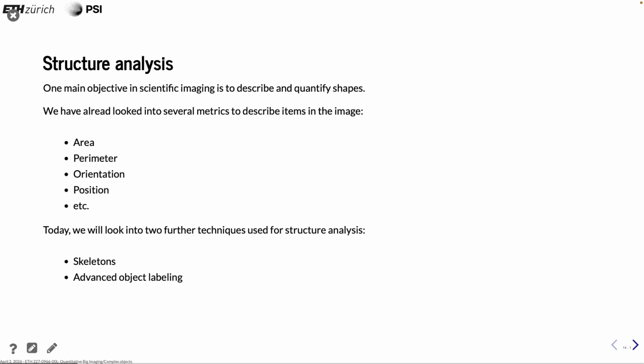So we leave that now. And now we want to look at structures of different objects. And we already know we can compute the area. It's easy. Perimeter, a little bit more tricky. Orientation, position, and things like that. That was the previous lecture. And now we want to go into skeletonization and advanced object labeling.